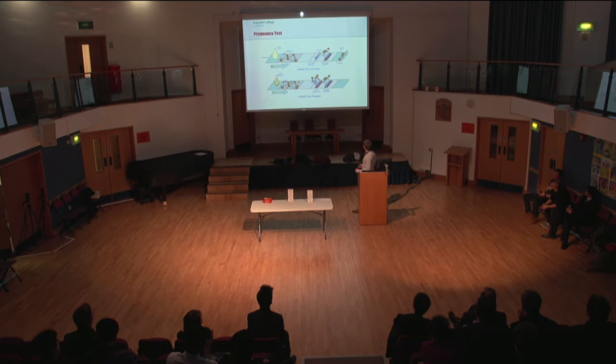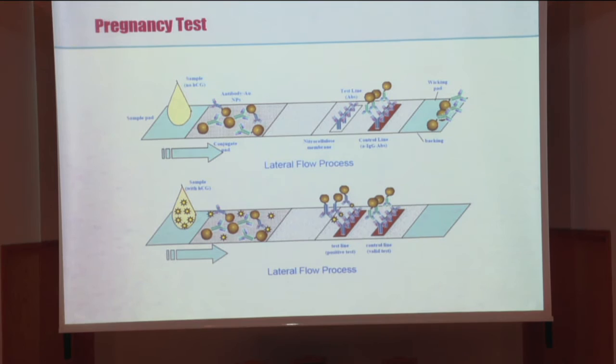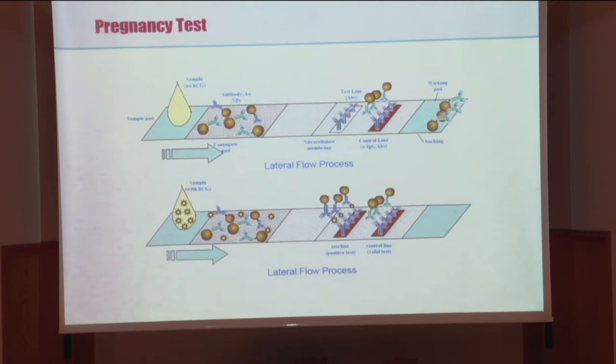Okay, so then the next one is again more color related. The pregnancy test is probably the most used example of the research field that is about small metal particles. I don't have a sample of that with me. But this shows how a pregnancy test works.